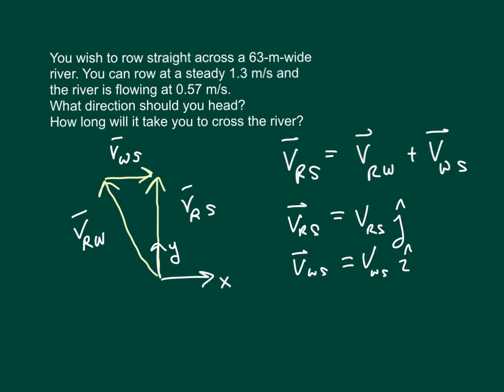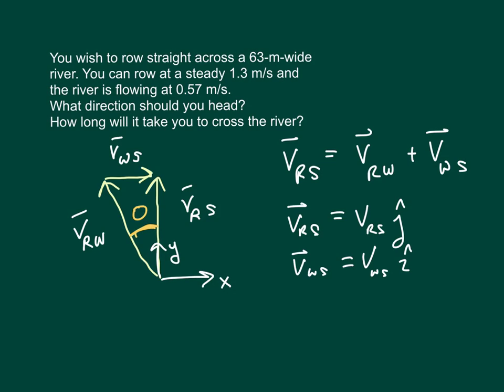The next vector we want to write in terms of x and y components is the vector of the rower with respect to the water. And of course, because this vector is going to have both x and y components, we're going to write that vector in terms of an angle. And let me specify that the angle we want to use is this angle right here between these vectors.